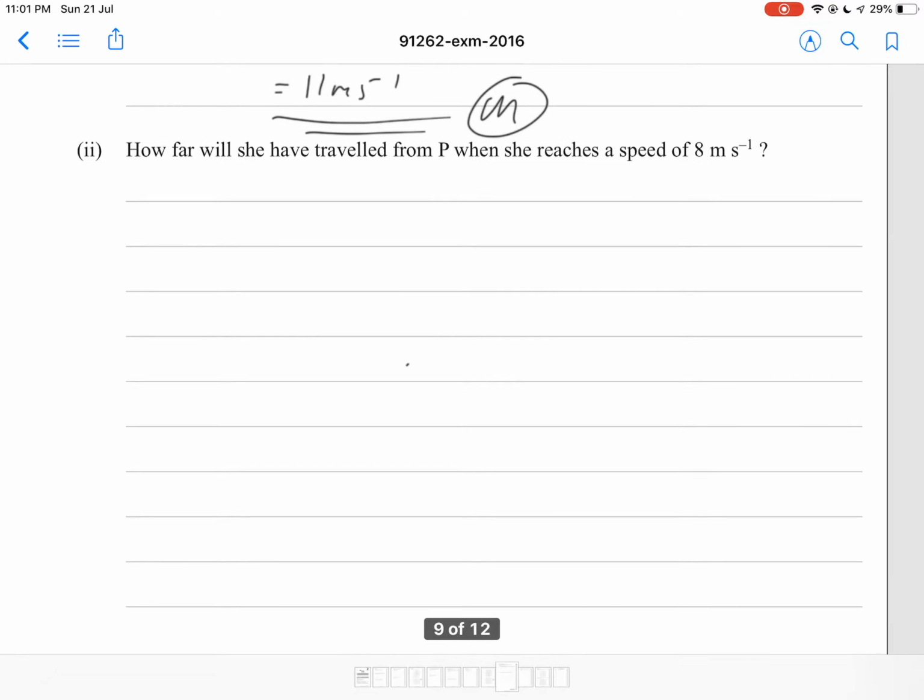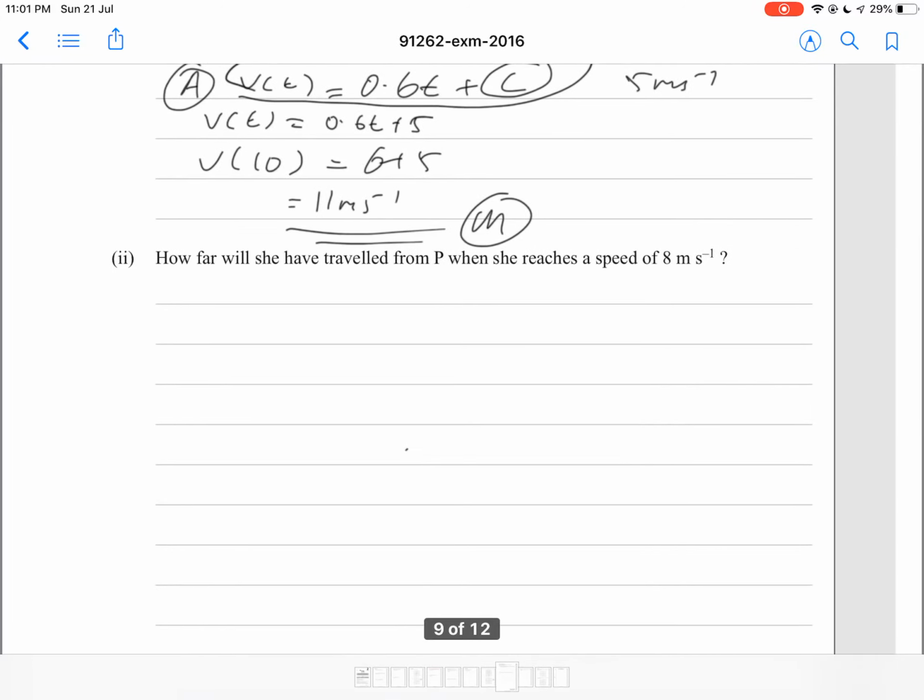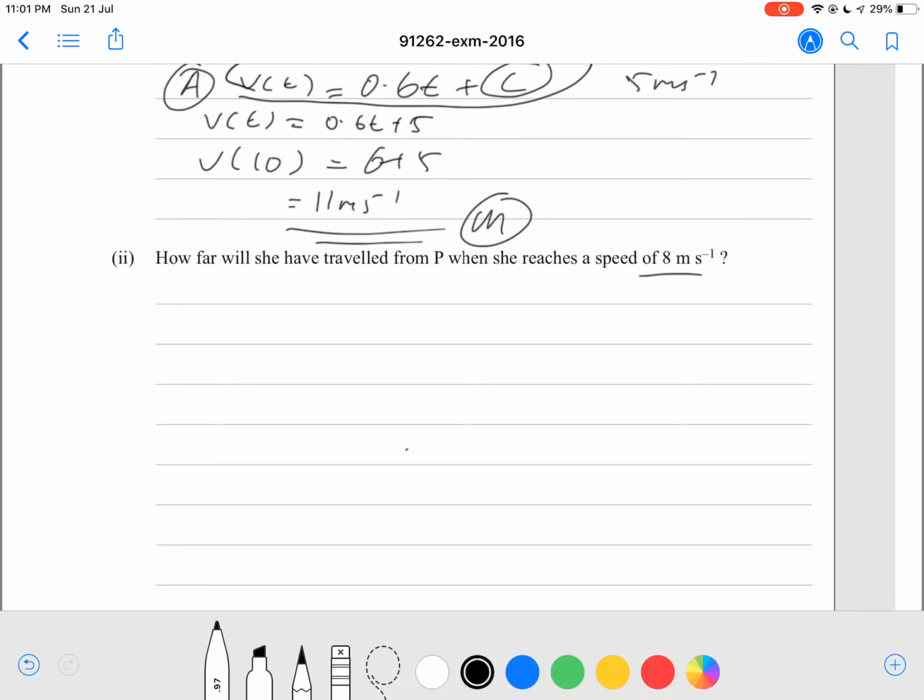How far will she have traveled from point P when she reaches a speed of 8 meters per second? So the first thing we have to do is substitute our velocity equals 8 to find what our time is. So how long does she take to reach a speed of 8 meters per second? And then we have to find the distance formula, and then say how far does she travel in this period of time? That's very important because we need to find how long it takes for her to reach that speed. That's the t we don't know. Hope you understand what I'm saying.